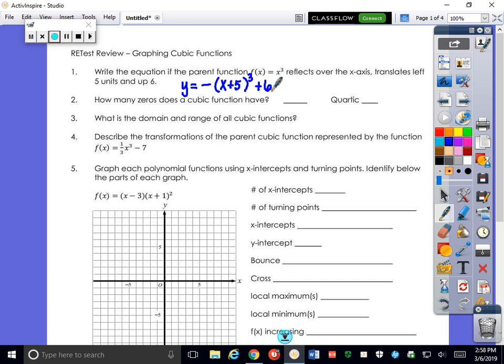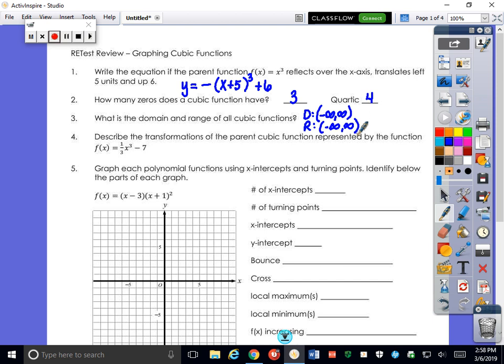How many zeros does a cubic function have? Remember that they have the amount that their degree is. So a cubic is a third degree, so it has 3 solutions, or 3 zeros. A quartic is a fourth degree, so it has 4. The domain and range of all cubic functions is going to be negative infinity to positive infinity, and so will the range.